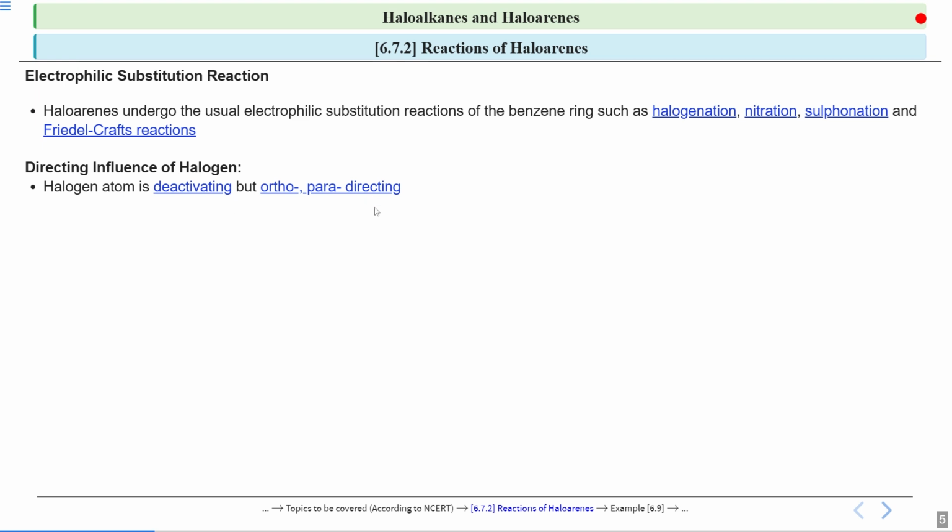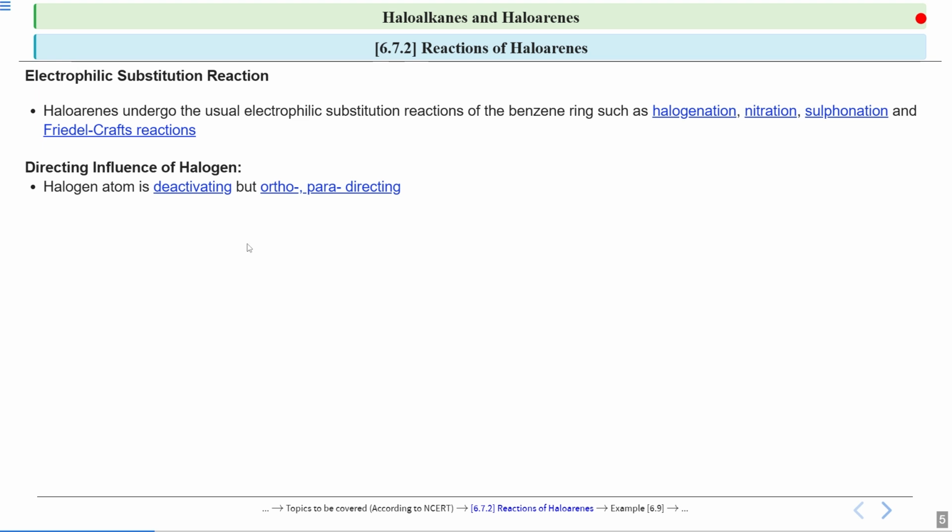That means the incoming electrophile, that is, the incoming reagent that is coming to attack the benzene ring, is going to be placed at the ortho and the para positions. That means it is going to attack the ortho and para positions when the halogen atom is attached as a substituent on the benzene ring. So the halogen atom is a deactivating group.